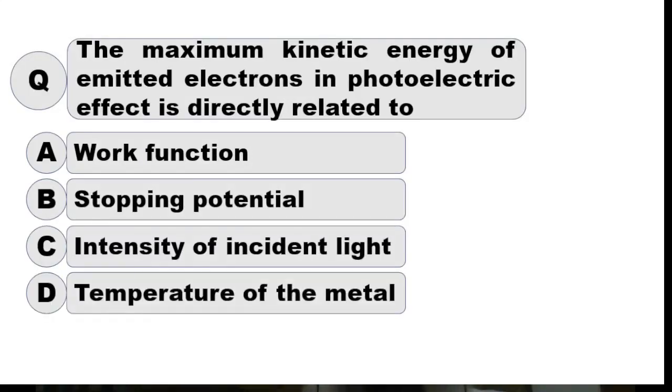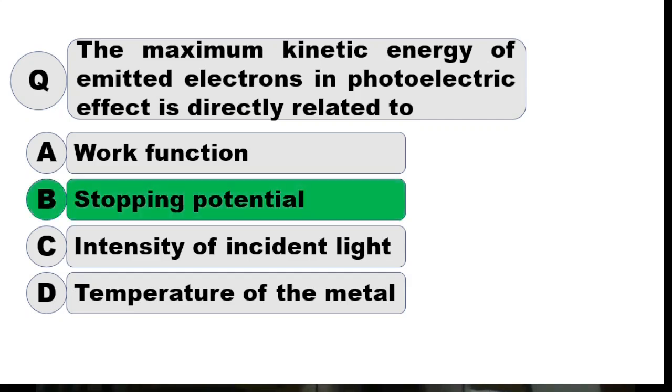The maximum kinetic energy of emitted electrons in the photoelectric effect is directly related to: A. Work function, B. Stopping potential, C. Intensity of incident light, D. Temperature of the metal. The right option is option B, stopping potential.